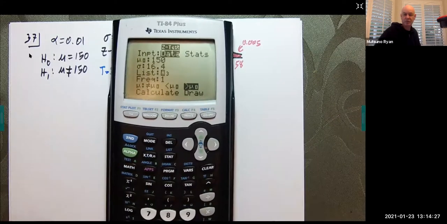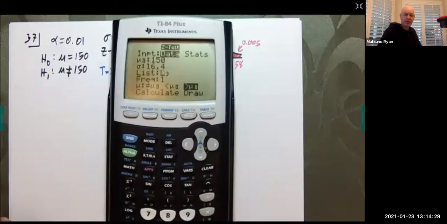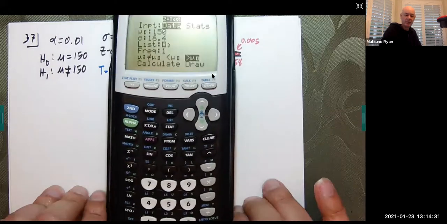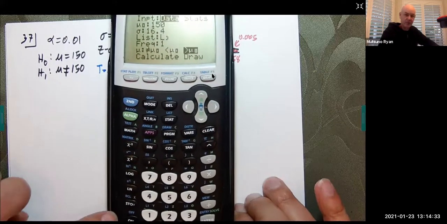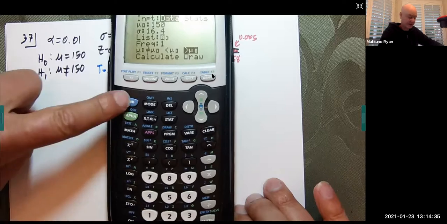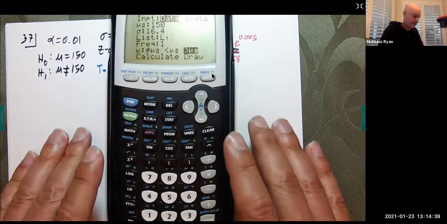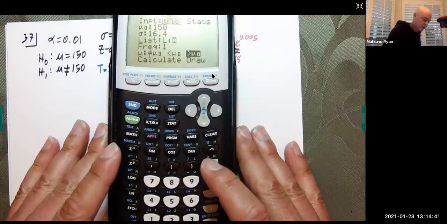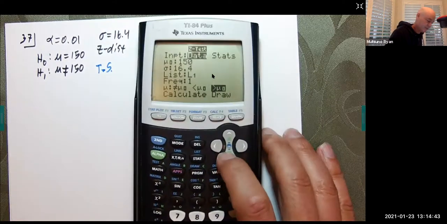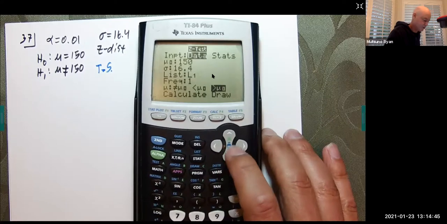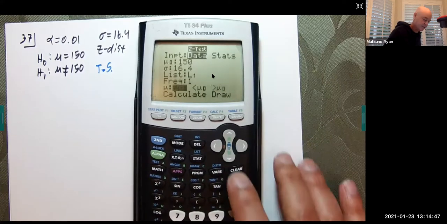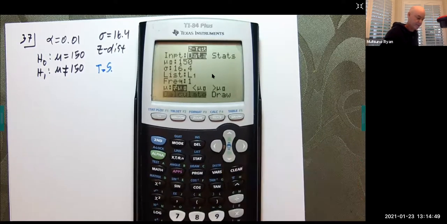And just as a reminder, the way that I put list 1 in there is it's above the number 1. So I hit shift or second 1, and that changes it to list 1 for me. Also, the frequency is just 1. This is a 2, and we're going to calculate.